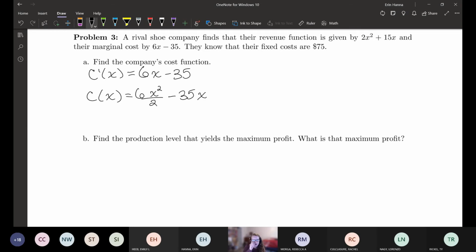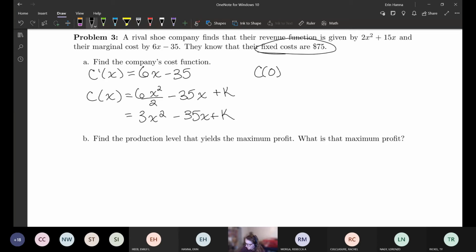Now, since this function is C, I know we usually have a plus C at the back, but I'm going to make it a plus k just to differentiate between the function C and the constant. That's fine. You can make it whatever letter you want. So we'll have 3x squared minus 35x plus k. And the fact that they tell us that the fixed costs are $75 is going to allow us to solve for the k value.